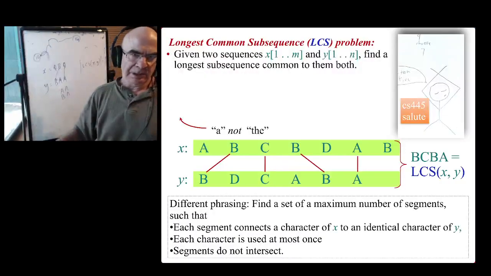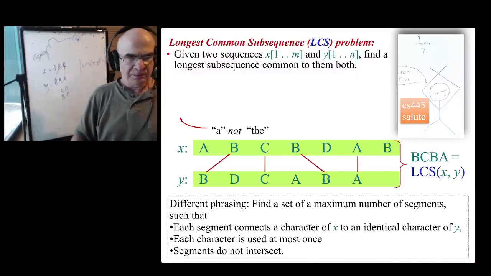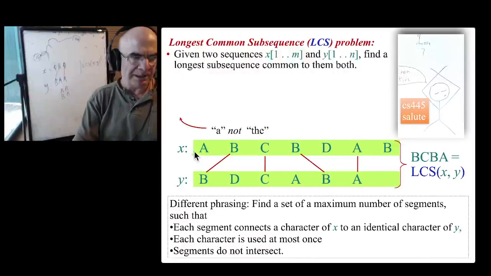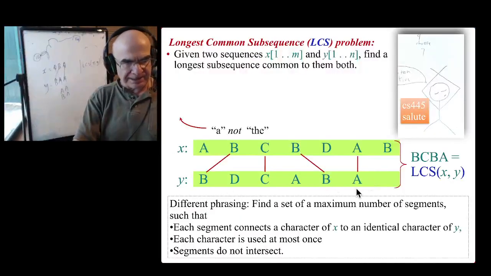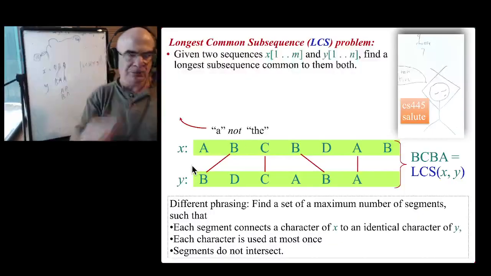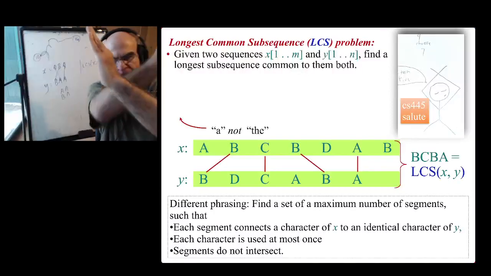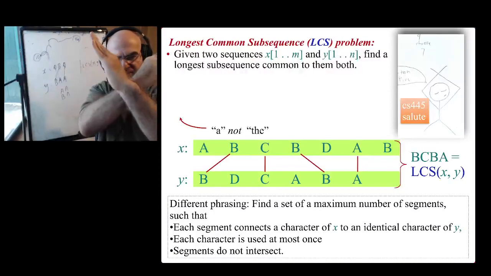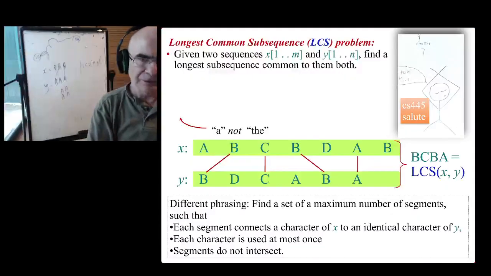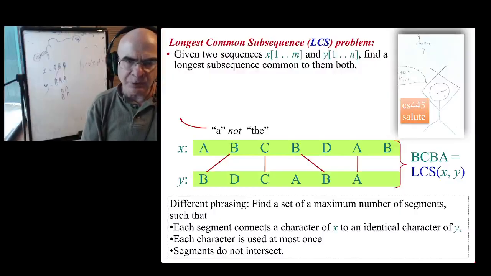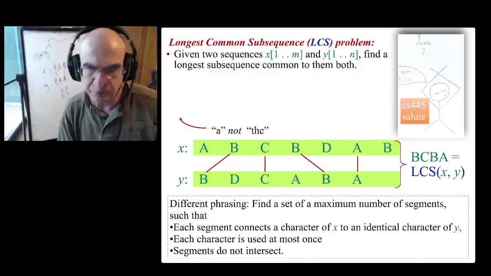Okay, so you see where the salute came from, the CS445 salute. Place as many segments, if you like the geometric interpretation, write the two sequences and now place as many segments as you could, but two segments cannot cross each other, because crossing will mean that the order of this side is different than the order of this side, that you need to reverse the order of these two. So that's an extremely important, useful problem.